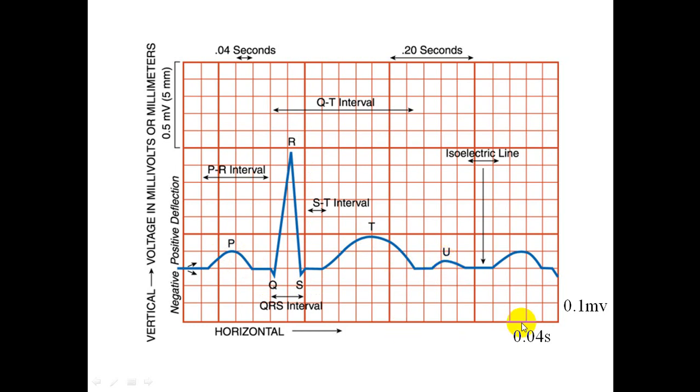See that there's a big square, a large box. Small box: 1, 2, 3, 4, 5. The horizontal axis is time. Each small box is 0.04 second, so 5 small boxes make 0.2 second.